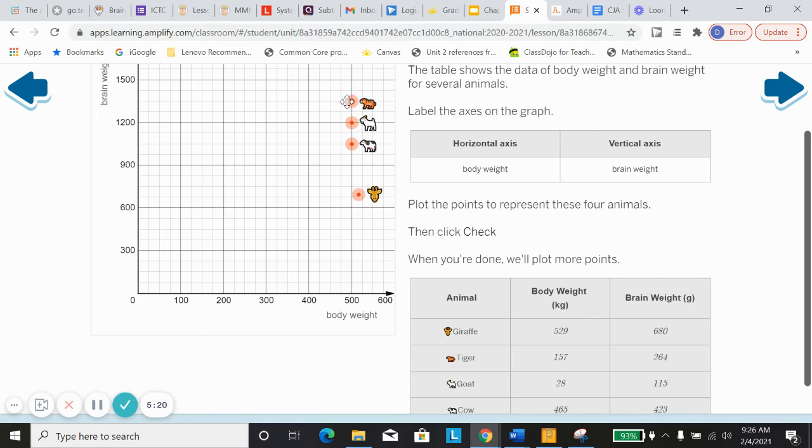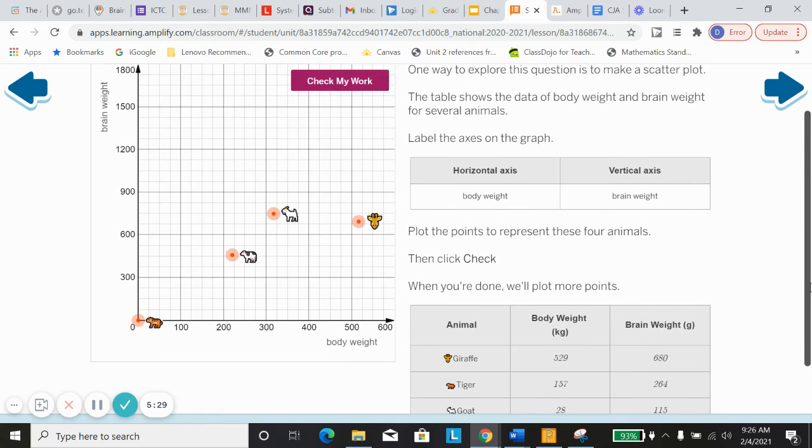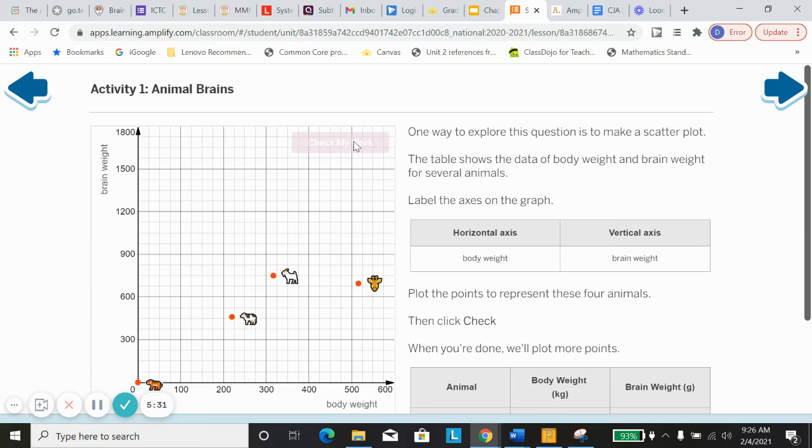All right. And then you're going to plot yours wherever you're going to plot them. Obviously, those are wrong. I'll just do that quickly. But you can look at the tiger, the goat, the cow, their body weight, brain weight, their X and Y. And then you check your work, and then it'll actually tell you where they should go.